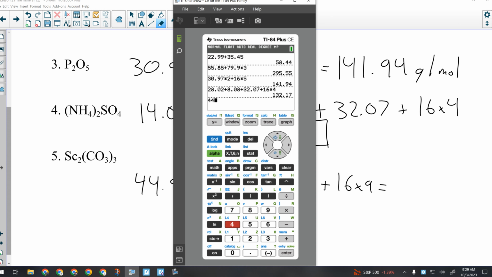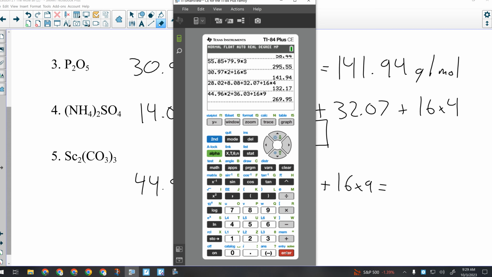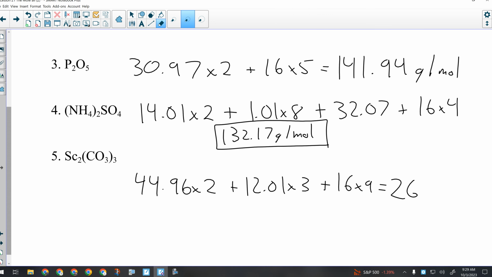All right, so 44.96 times 2 plus 36.03, that's my 3 carbons, and plus 16 times 9. All right, 269.95 grams per mole. Okay, everybody okay with how that one works? Basically, just reading numbers off the periodic table and putting them together. Okay, nothing too difficult. But it is a crucial, fundamental skill for doing mole equation calculations because you always need big M, the molar mass, when you're doing a mole equation calculation. So being able to calculate those correctly is important.